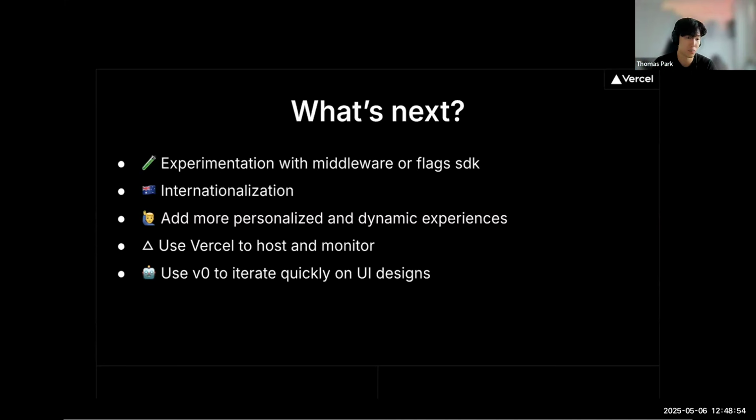Internationalization is also something that Next.js supports out of the box. We have a really good framework or structure for adding internationalization. Next.js can identify out of the box what kind of language preference the requesting browser has. With that, we can start to change the language of the content accordingly. You can add more personalized and dynamic experiences, as we've seen so far. You can use Vercel to host and monitor. And you can also use V0, which is our AI tool to generate web UI. We've seen a lot of people create PDP and POP pages within V0. So if you haven't tried that out yet, definitely check it out.